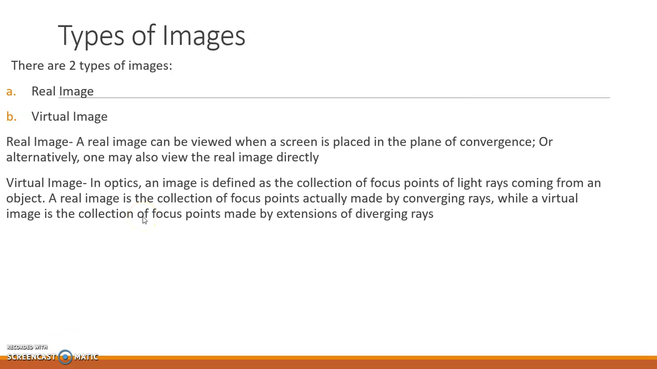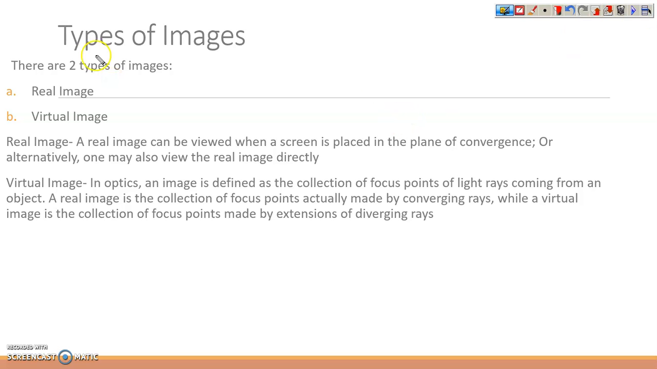Let's see the types of images. There are two types of images, real and virtual. A real image is when the rays of light actually meet. The image so formed is known as the real image. A real image is always inverted.